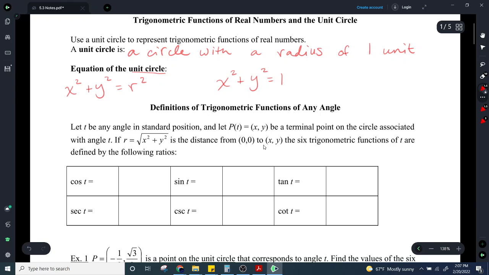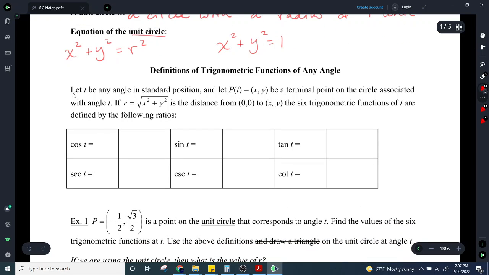We're looking at the definitions of the 6 trigonometric functions. There are 6 trig functions that we're going to use over and over again for the rest of the semester, and this is where they come from. This is the definition. It says, let t be an angle in standard position, and let P(t) = (x, y) be a terminal point on the circle associated with the angle. It sounds more complicated than it is.